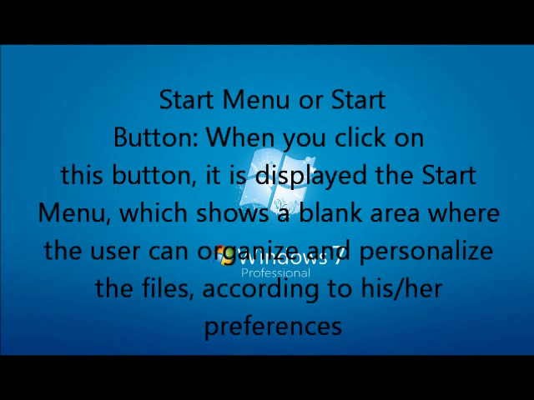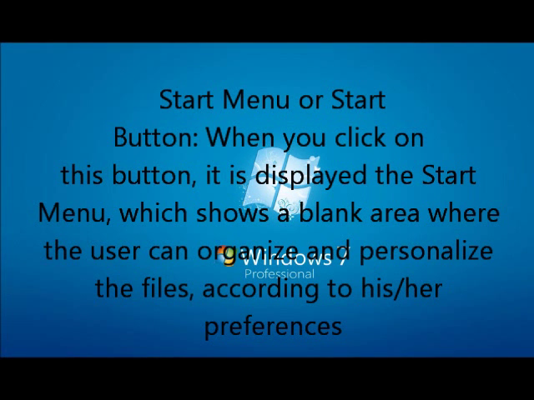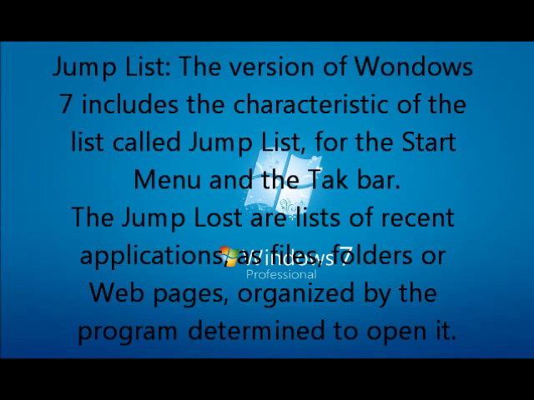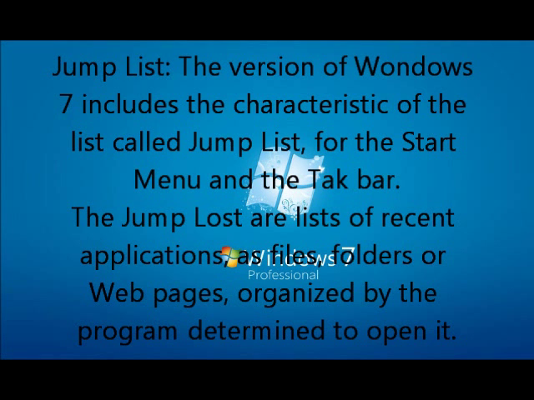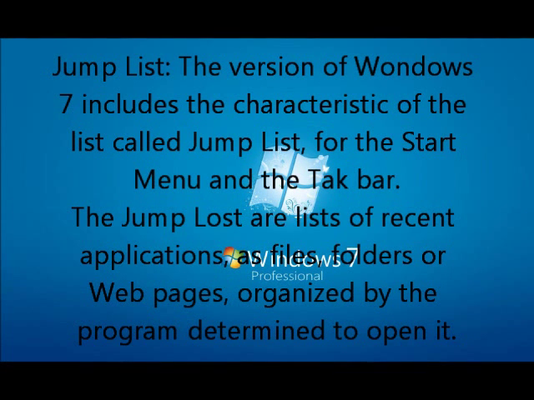When you click on this button, the Start menu is displayed, which shows a blank area where the user can organize and personalize the files, according to his or her preferences. Jump list. The version of Windows 7 includes the characteristic called jump list for the Start menu and the taskbar. The jump lists are lists of recent applications such as files, folders, or web pages, organized by the program determined to open it.